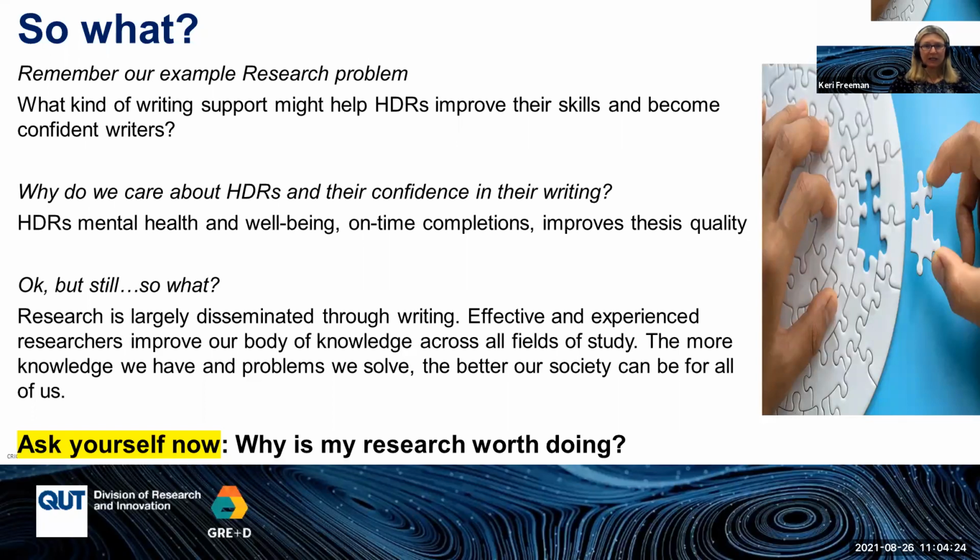Remember the example at the beginning. We had a research problem of what kind of writing support is going to help HDRs improve their skills and become confident writers. Okay, fair enough. But why do we care if HDRs are confident writers? So what? Well, it's going to help the mental health and well-being of HDRs. Seems important. It's going to help HDRs to have on-time completions. If they're confident writers using effective strategies, the thesis quality is going to be good.